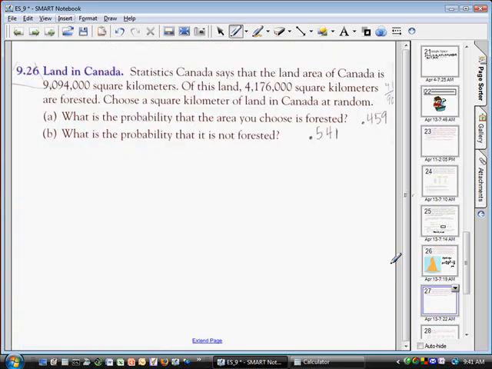It's been a while since we've used that law. All right, this one's pretty simple, but you're going to get some of these. Land in Canada. Statistics Canada says that the land area of Canada is 9,094,000 square kilometers. Of this, 4,176,000 square kilometers are forested. So if you chose a square kilometer of land in Canada at random, what are the chances you would choose one that's forested? Well, it's just what? The 4 million number divided by the 9 million number.